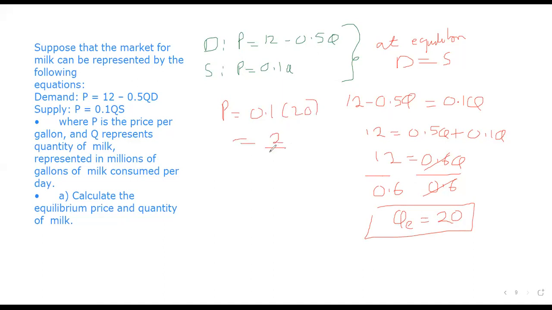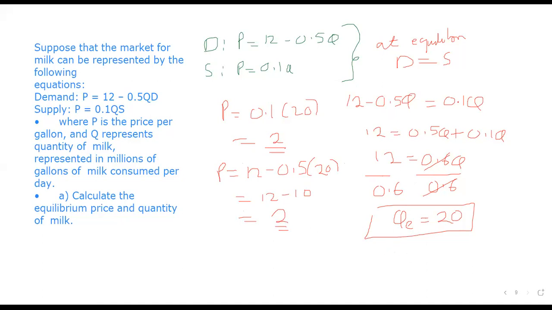We get exactly 2. Suppose we use this other one. Are we still going to get the 2? Let's try that. So 0.5 times 20. So it will be 12 minus 10. What do we get? Is it the same answer? All right.